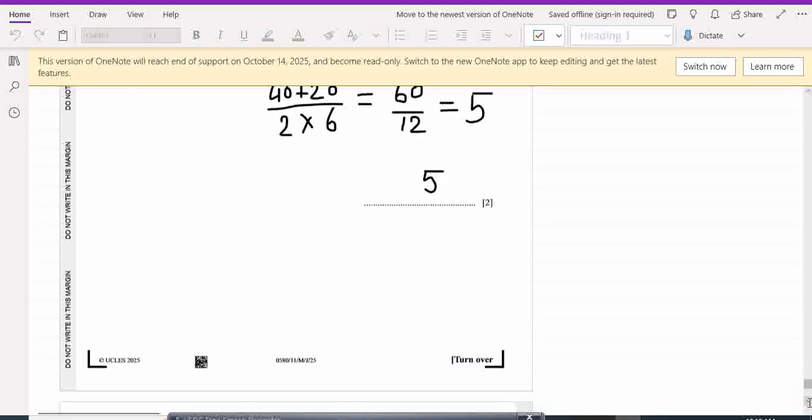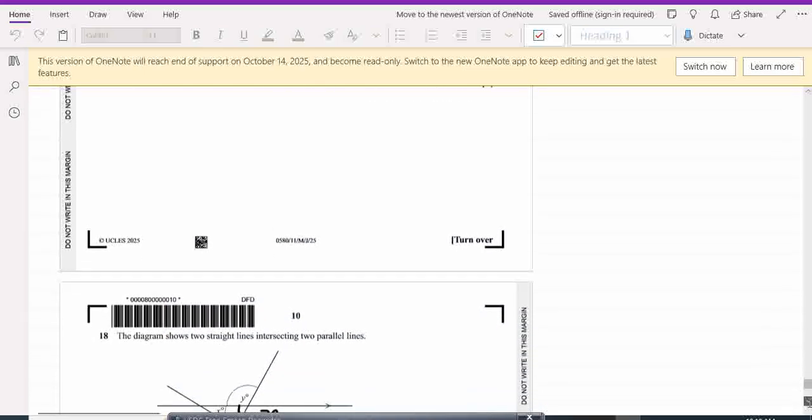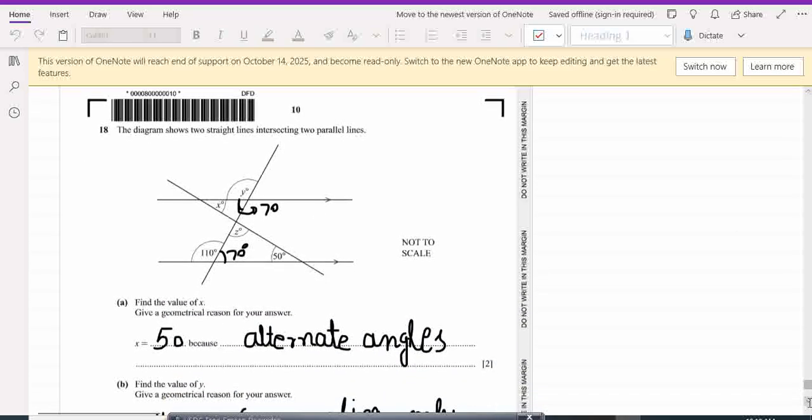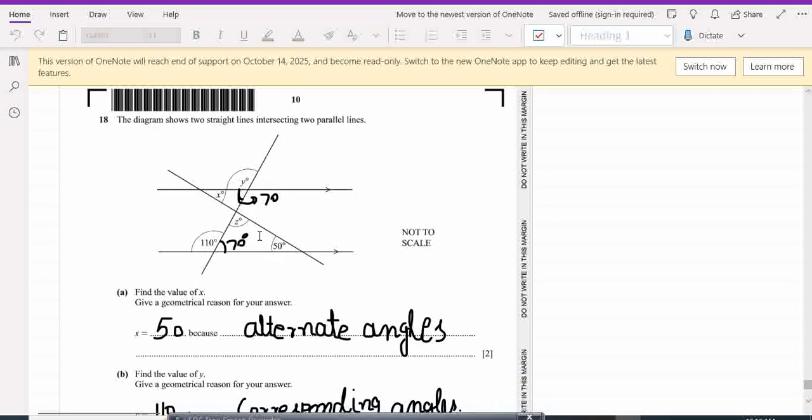Next is, the diagram shows two straight lines and two parallel lines. These two are intersecting lines and these two are parallel lines. Find the value of x. x is here. Look here. If we go from here and then here and here, make a Z here, then this x and this 50 are alternate angles. Alternate angles are equal, so x will be equal to 50.